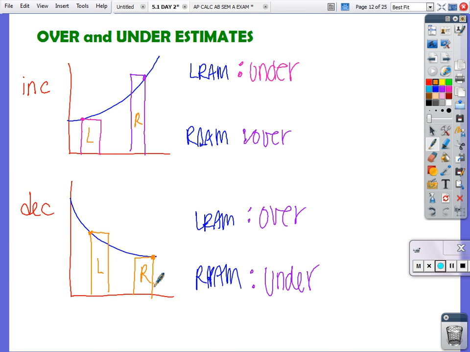The thing you have to remember is that for RAMs, your over and under estimates are based off of increasing and decreasing functions. We don't care about concavity. So we're talking about f prime. That's all we care about. Okay? But when did we first hear about under and over estimates?